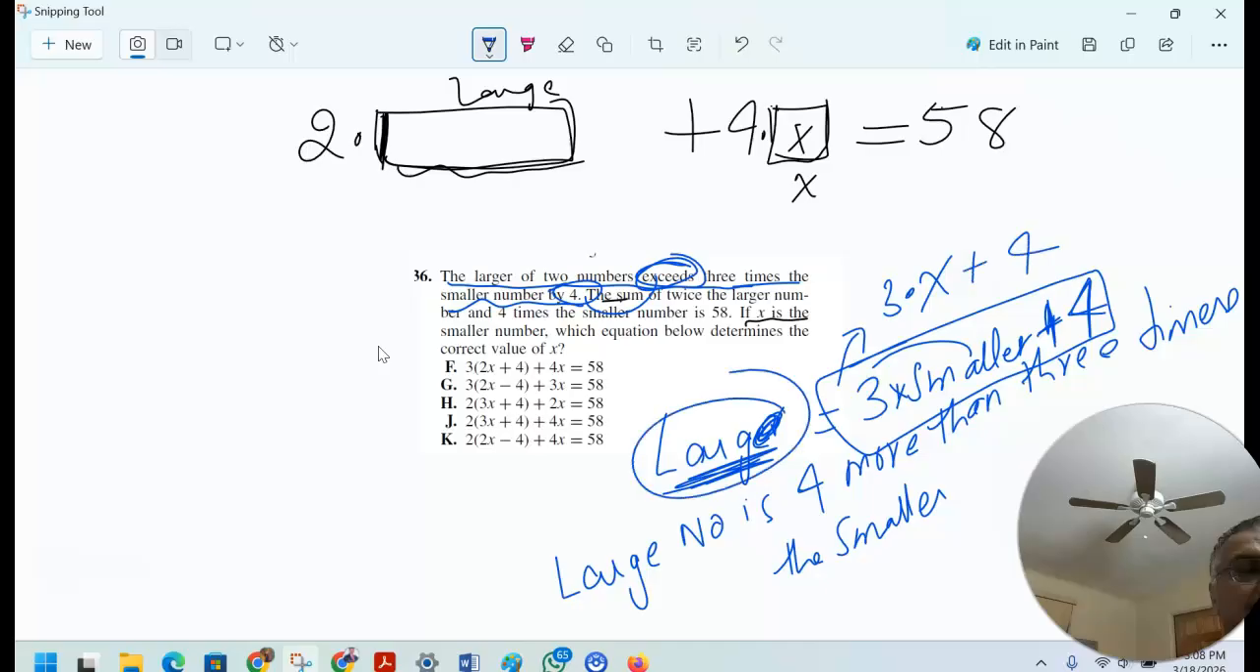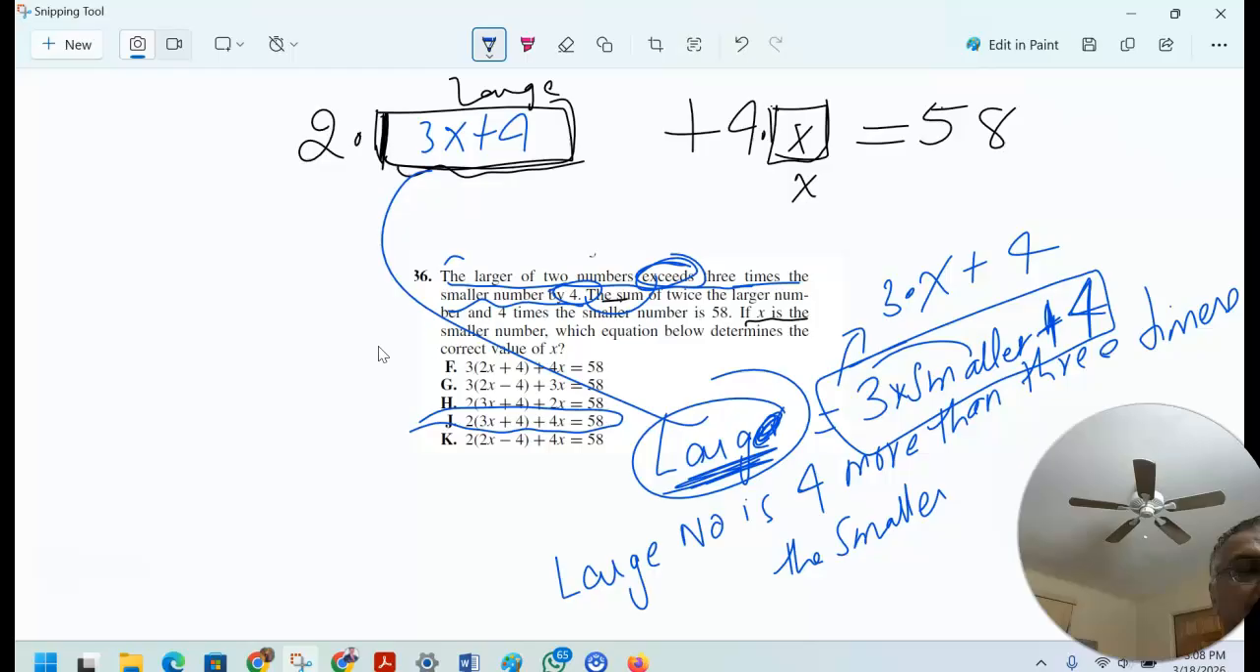So now I'm going to plug in the large number here. So this is 3x plus 4. And that's why the answer is 2 times that. You can see this J is the correct answer. I hope I'm making sense.